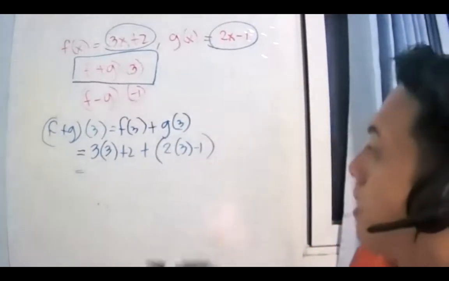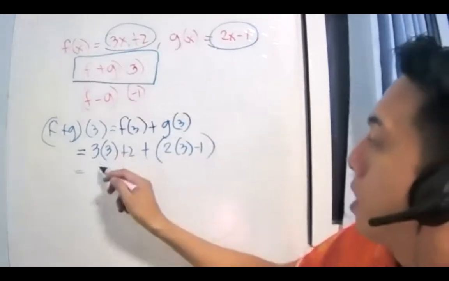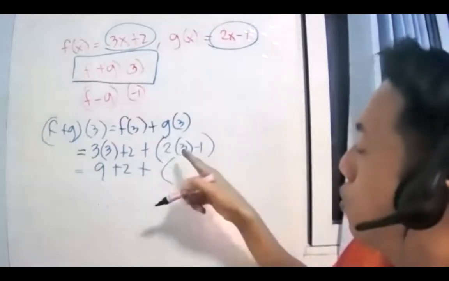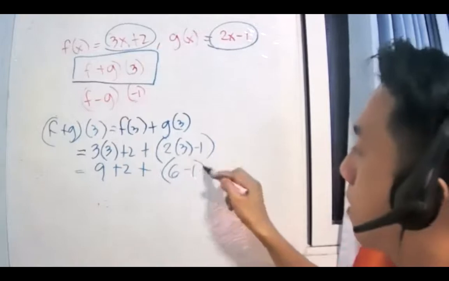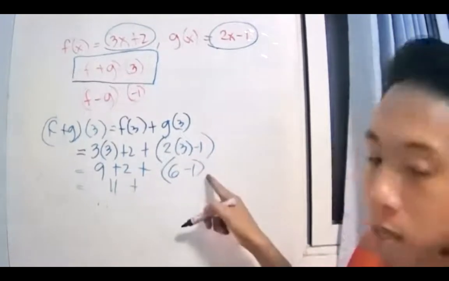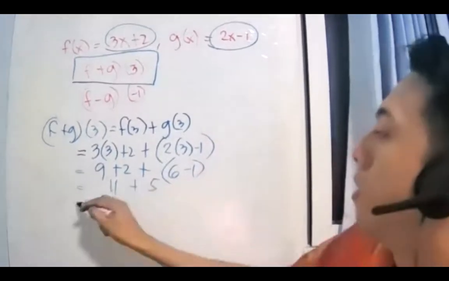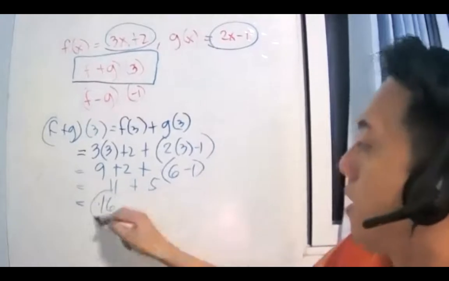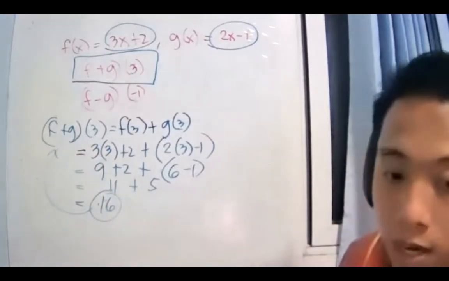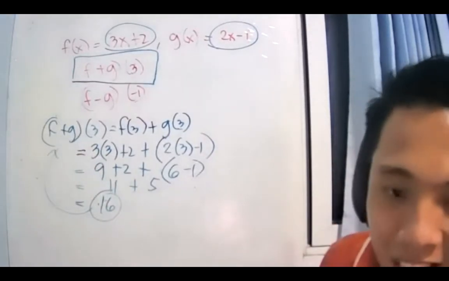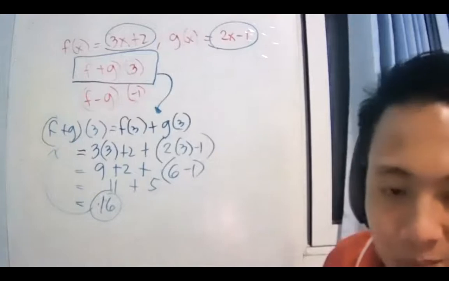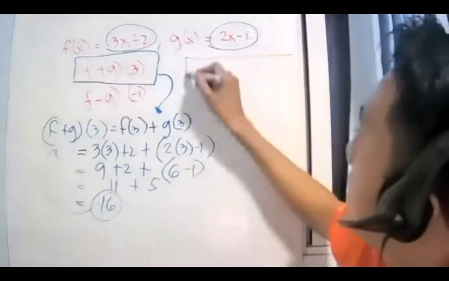Okay? Combine them. So 3 times 3, that is 9, plus 2, plus, hindi pa siya tapos, 2 times 3, that is 6, minus 1. 9 plus 2, 11, plus 6 minus 1, that is 5. 11 plus 5, that is 16. That is for f plus g of 3. Okay? So ito siya, ito yung sagot natin. Diba? Dali lang.